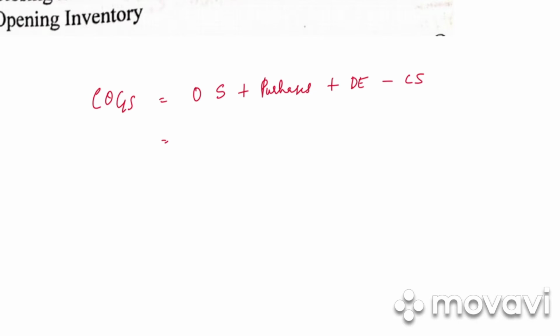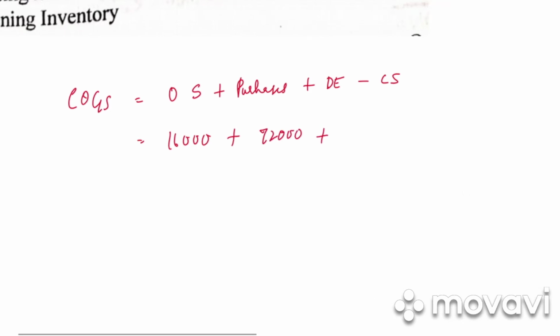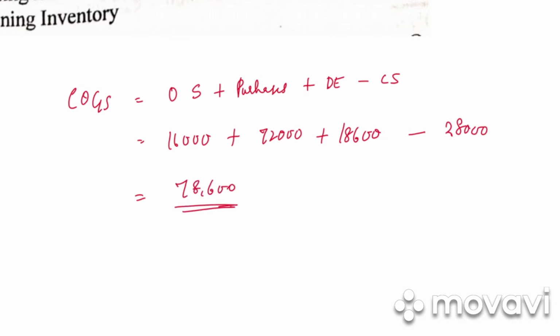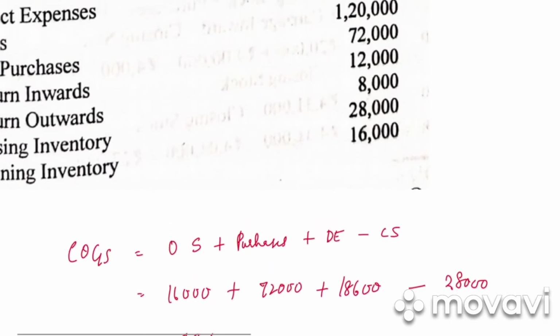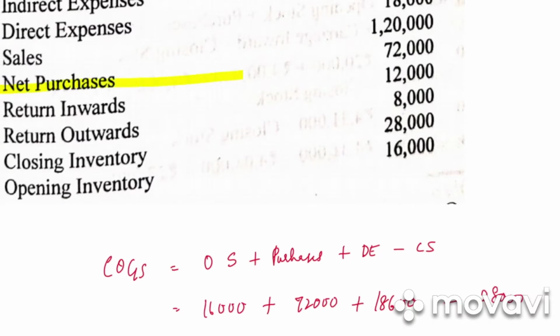Opening stock is how much? Opening inventory or opening stock is the same, 16,000. Purchases is 72,000. Then we have direct expense which is 18,600, and then we have closing stock which is 28,000. So we get 78,600. Why have we not deducted return outward from purchases? Because they have given us the amount of net purchases. Net purchases is nothing but purchases minus purchases return.